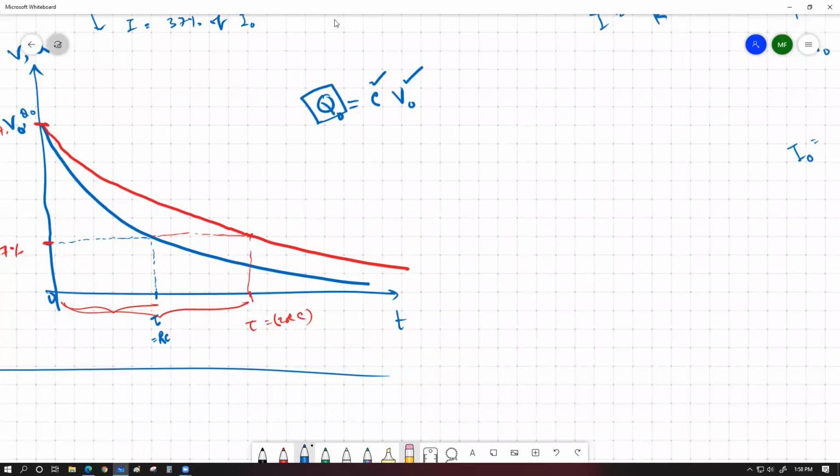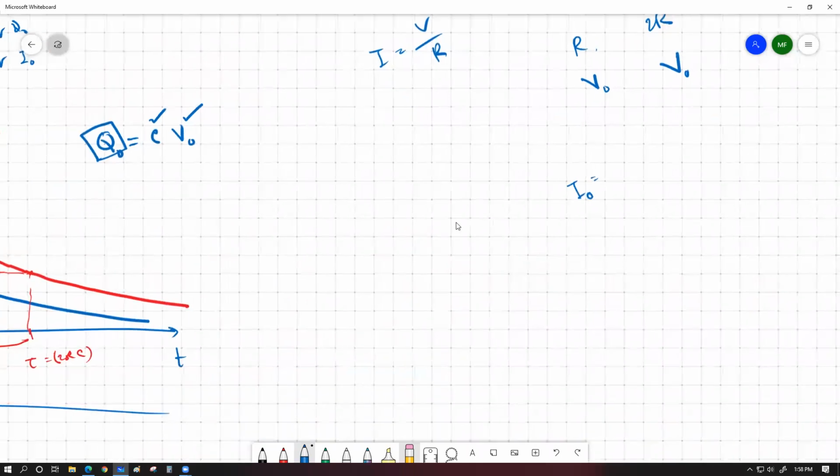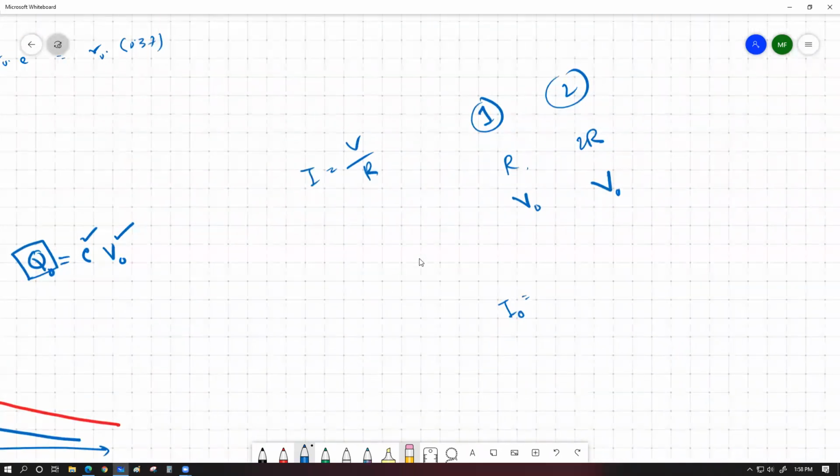So what's going to happen to the current value for the discharging circuit? What we need to understand is that current is defined by Ohm's law, which is I equals V over R. Now, important for you to understand that in our first circuit, we consider the resistance of the circuit to be R. The second circuit, the resistance of the circuit was 2R.